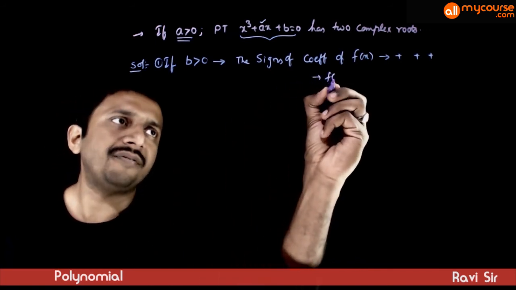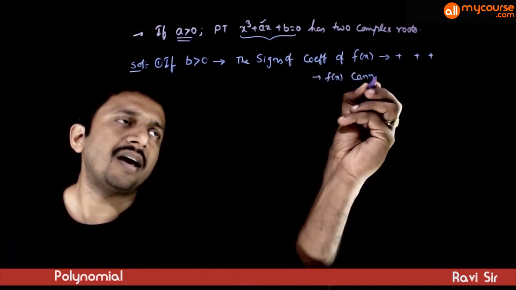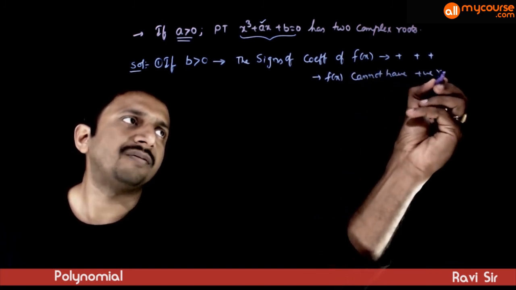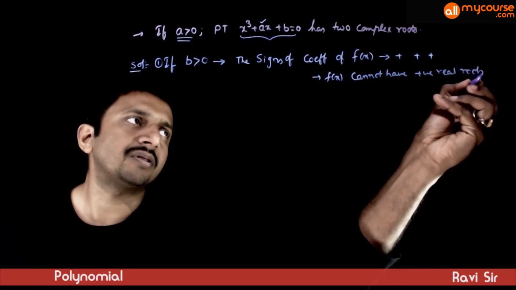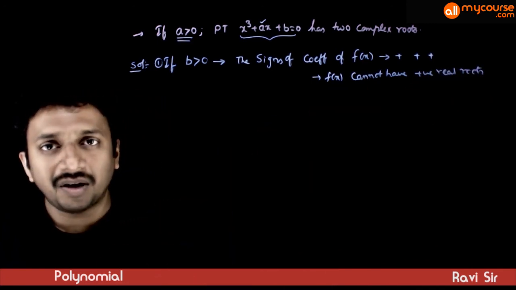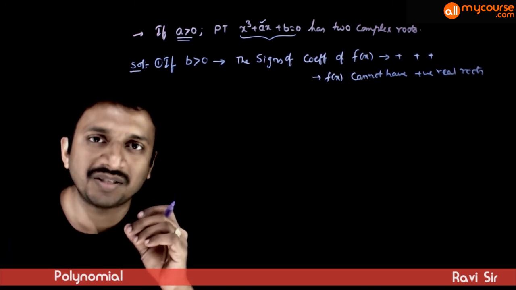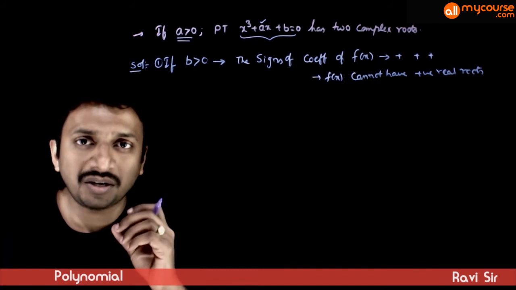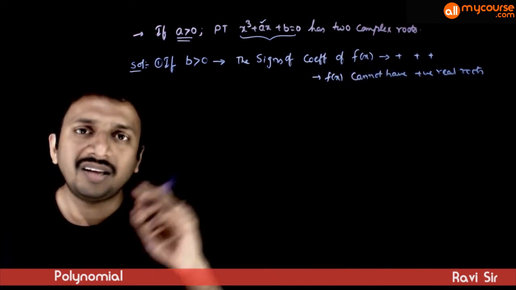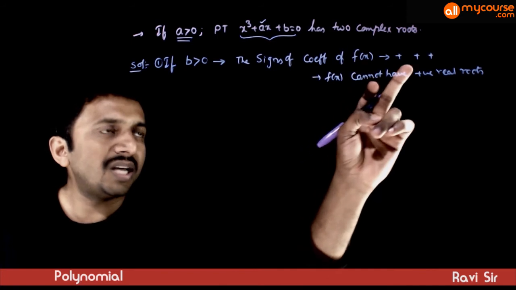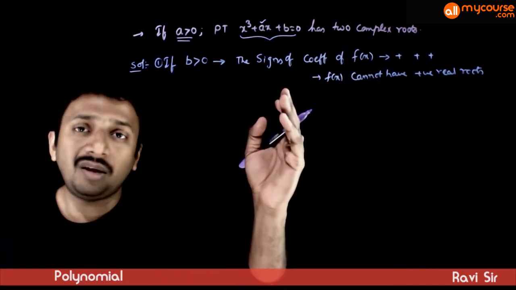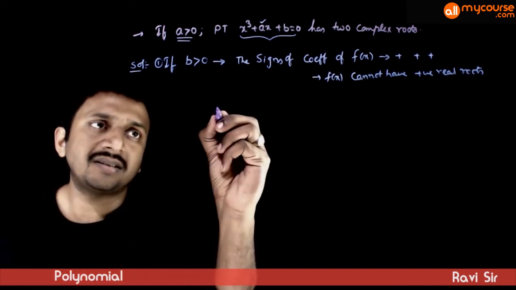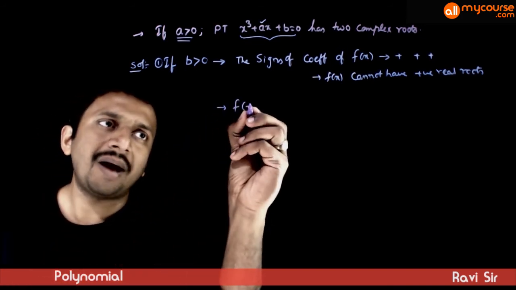Hence, f of x cannot have positive real roots, because the maximum number of positive real roots to the equation f of x is equal to 0 is the number of changes of sign in f of x. There are no changes of sign in f of x, hence the equation f of x is equal to 0 cannot have positive roots. Next, consider f of minus x.